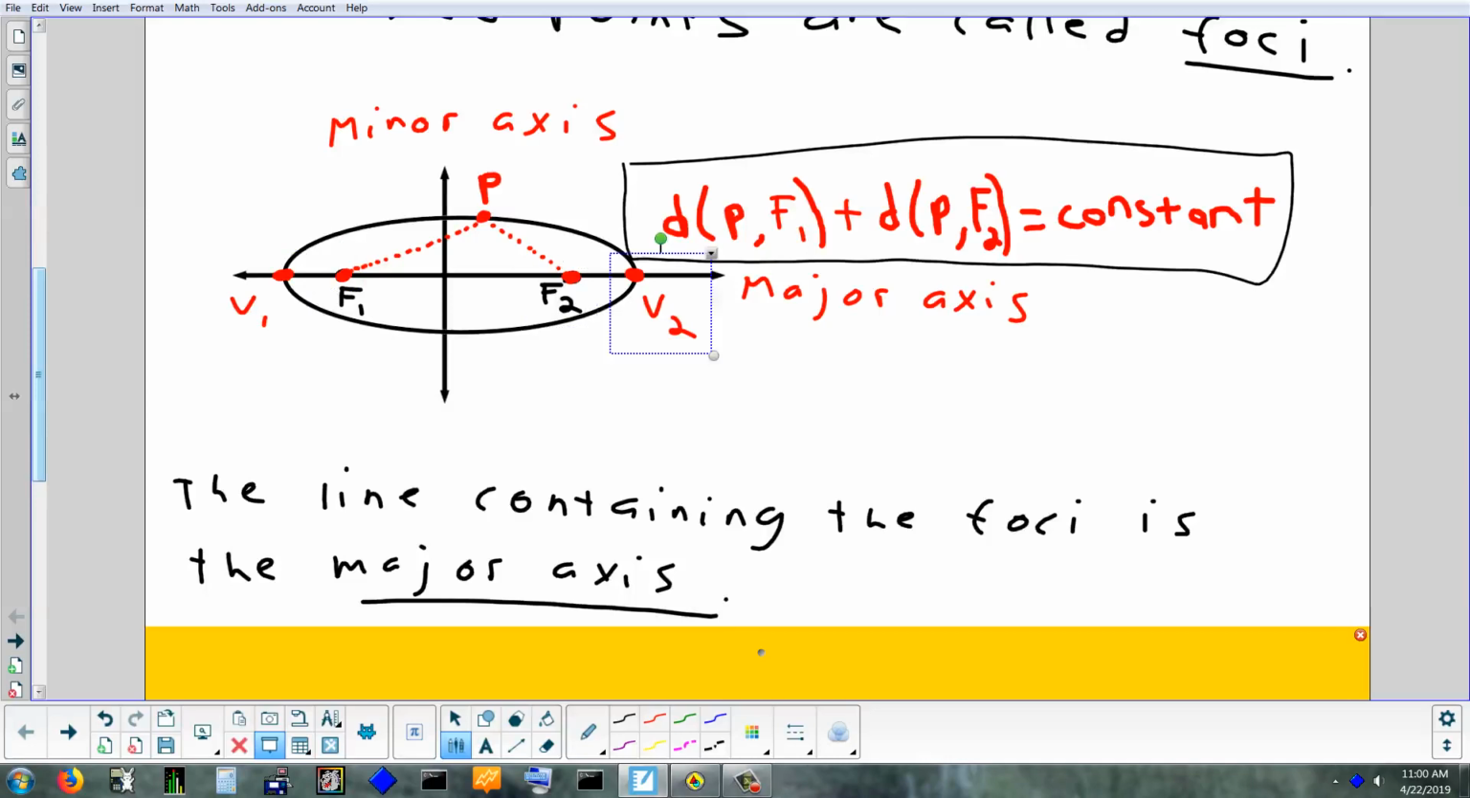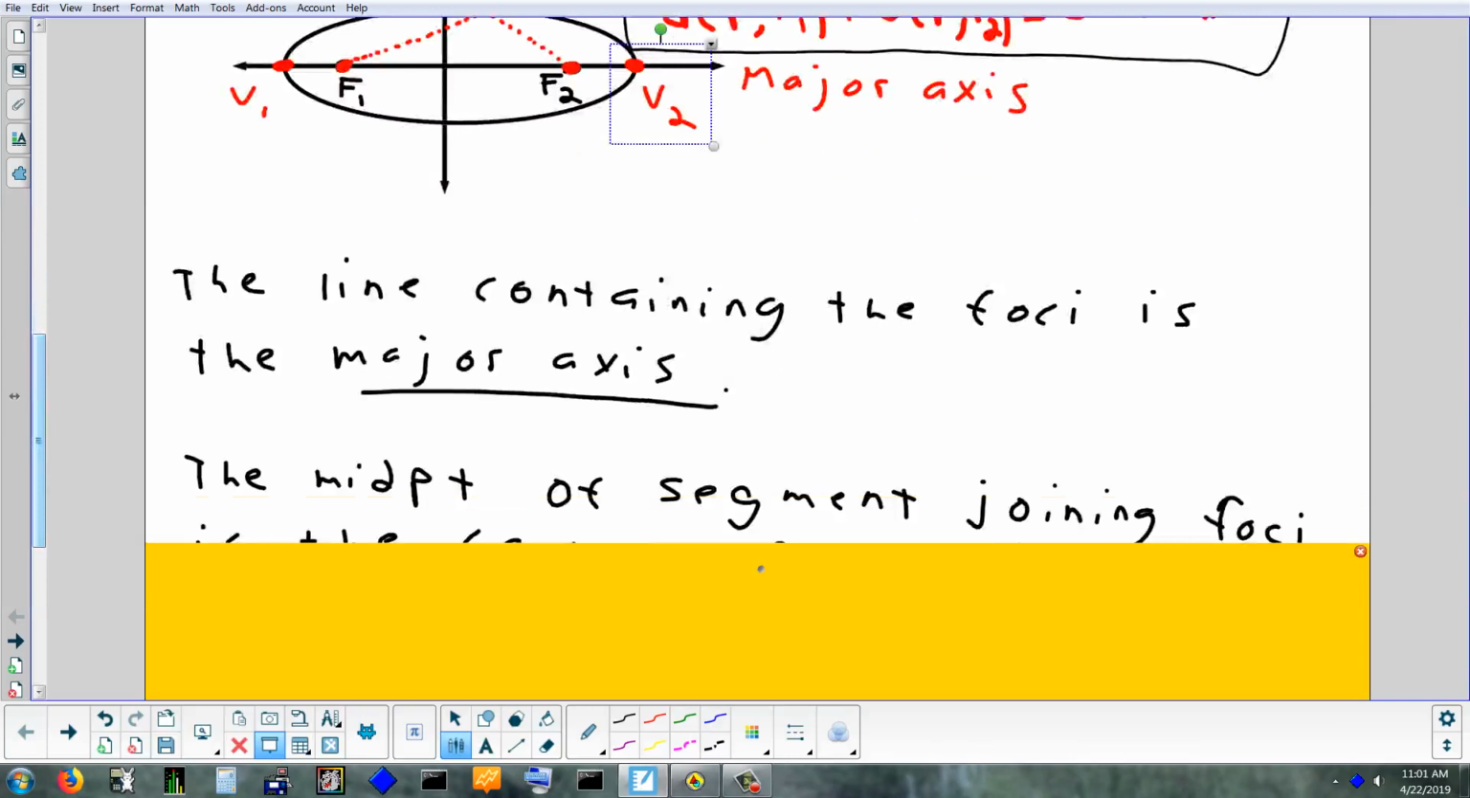Does anyone have a guess what the V would stand for? This term came up with parabolas too. Vertex. Yeah, it's a vertex, and then we have two of them, so they're vertices. So the line that goes right through the foci also goes through the vertices, but we haven't said that yet. It's called your major axis.